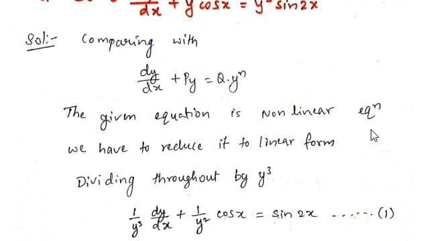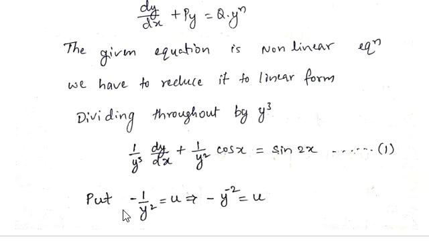Let us take this as equation number 1, and here put minus 1 by y square is equal to u, such that when you differentiate you get plus 1 by y cube dy by dx. In that place you can simply replace with du by dx, such that you can write that in linear form in the form of u. So for that purpose we are putting minus 1 by y square as u, or you can say minus 1 by y square means minus y to the power of minus 2.